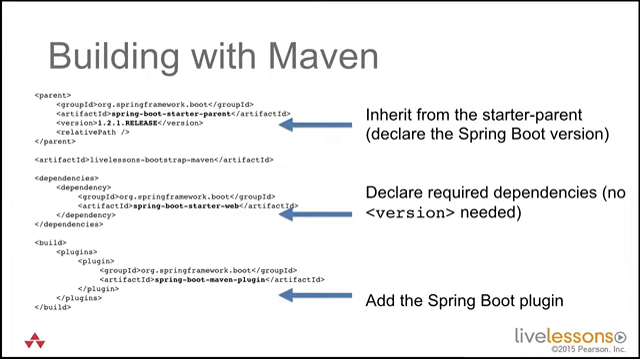One of the things that Spring Boot does, above and beyond other libraries, is integrate well with build tools. Maven is a very popular choice in the enterprise for building Java applications. This is what a typical Maven build would look like with Spring Boot.